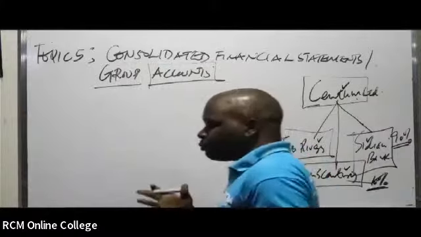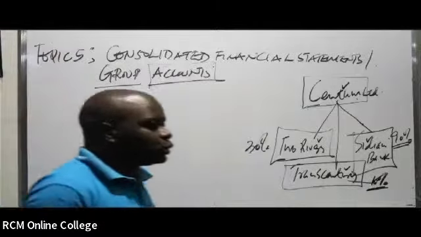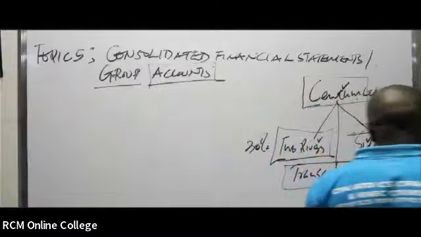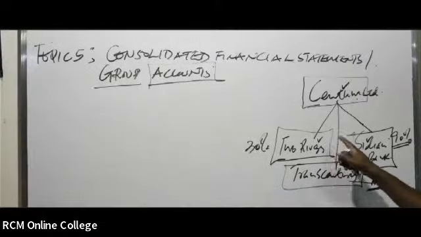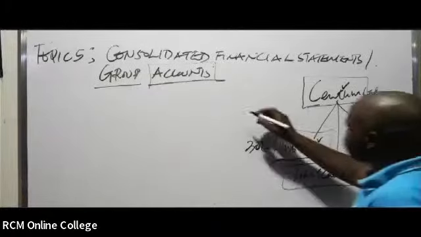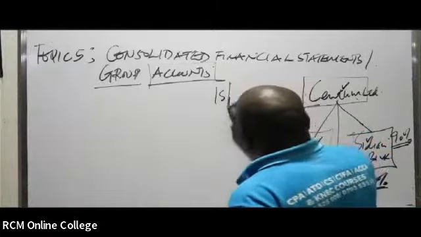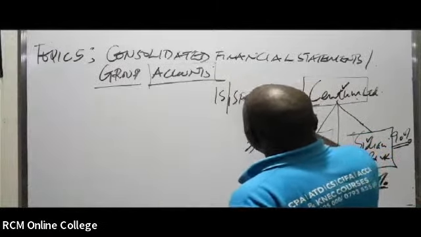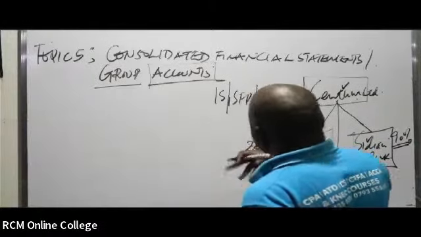To consolidate is to bring together, to combine. To consolidate is to do what? To combine. So what is supposed to happen in this kind of situation? We are supposed to take the financial statements of all these entities. Remember, each and every entity here has its own income statement, statement of financial position, cash flow statement, and statement of changes in equity.